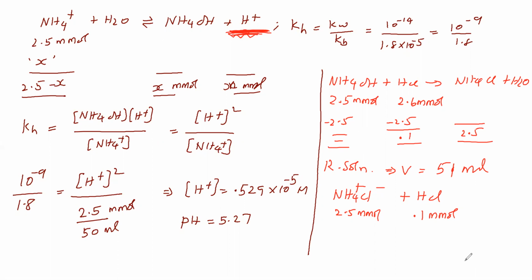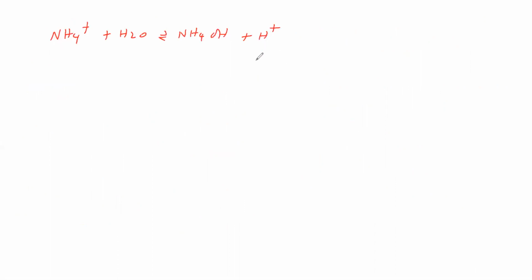Here H plus is given by HCl. HCl remaining is 0.1 millimole, giving 0.1 millimole of H plus. Then this ammonium ion undergoes hydrolysis and gives H plus, suppose y millimole. Now we can say this y is negligible compared to 0.1. Therefore, we can consider H plus is from HCl. We can neglect ammonium ion hydrolysis.